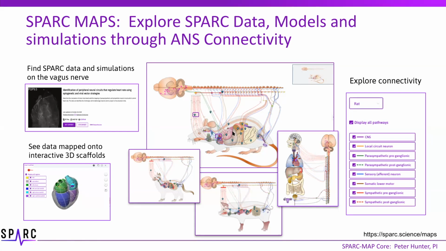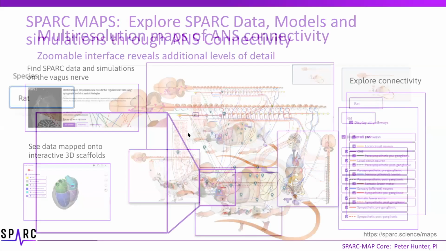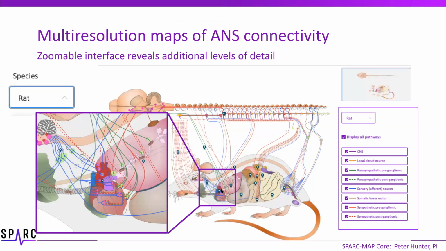But you also see that there are little points here, and these represent places where SPARC has additional data or simulations or tools. So you can actually explore the SPARC contents through the lens of connectivity. I should point out that these are multi-resolution maps, and so if you zoom in, you can see that the connectivity is actually quite complex.